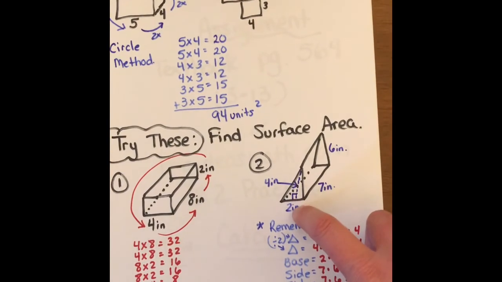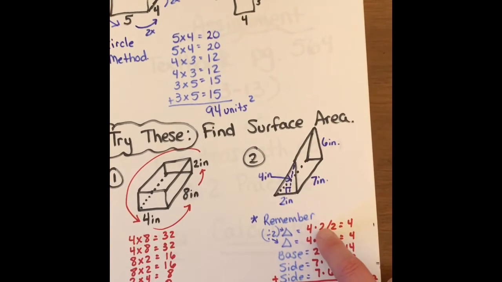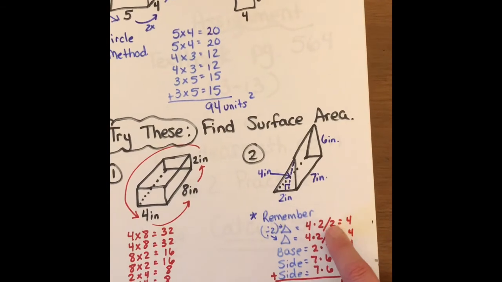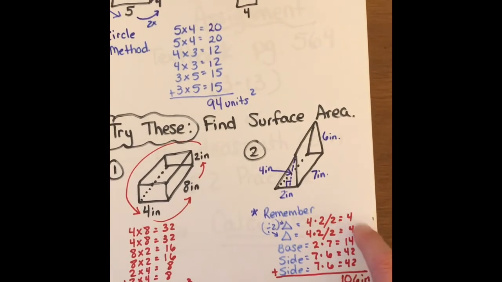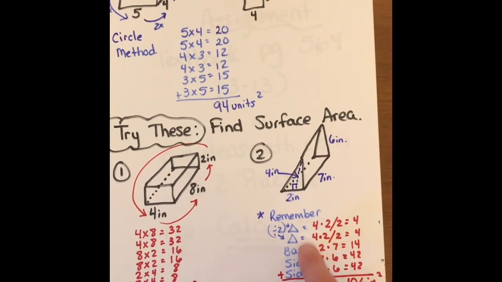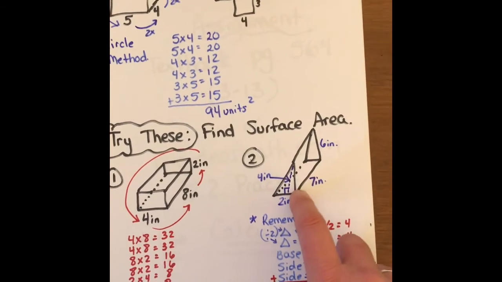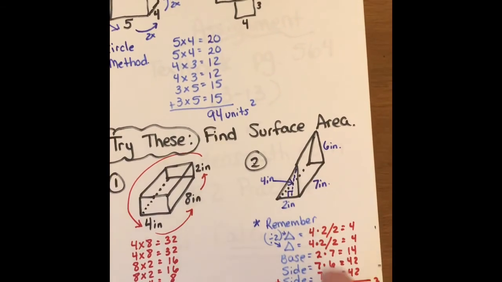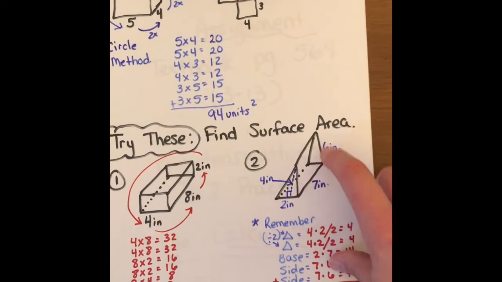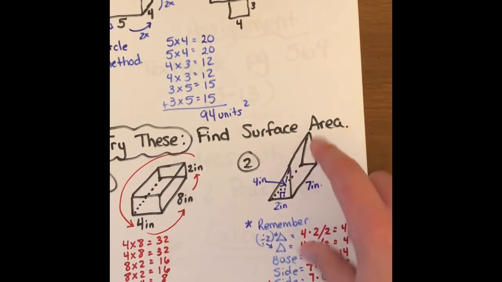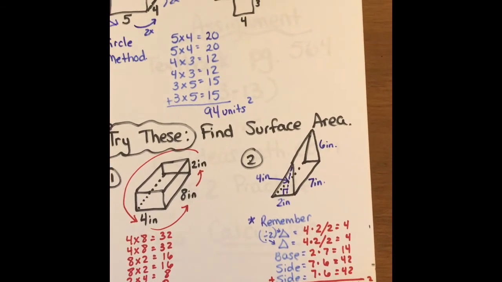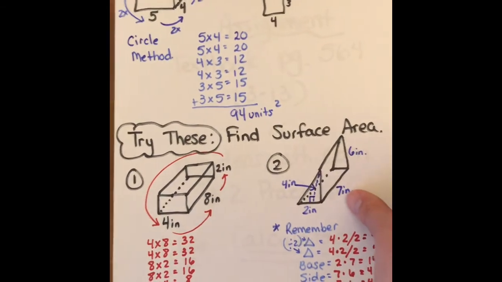For this one, my triangles are 2 by 4, so 4 times 2 divided by 2. Remember to divide by 2 on your triangles. You're going to get 4 for each of your triangles. The base is down here, it's a 2 times 7. And that's just a rectangle, so I don't need to divide by 2. And then my 2 side rectangles are 7 by 6. And you should get 106 inches squared for that one.